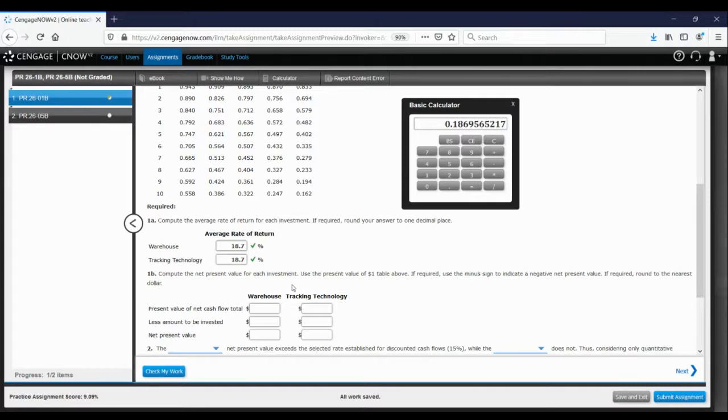So we've subjected these investments to the average rate of return, which just so happened to give you the same amount of the average rate of return. So we're going to have to choose another way to evaluate these investments. And so we're going to use the net present value to determine which investment that we should choose. In the first part of determining the net present value, you have to determine the total present value of the net cash flow for the warehouse.